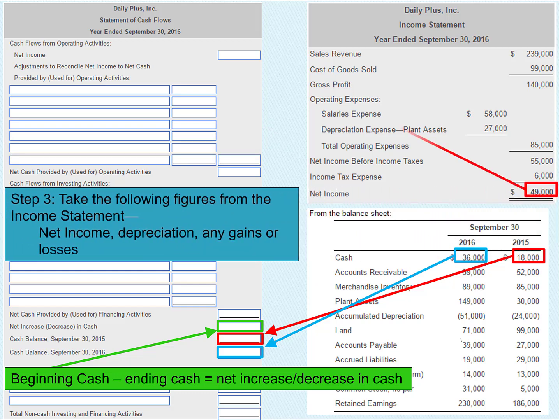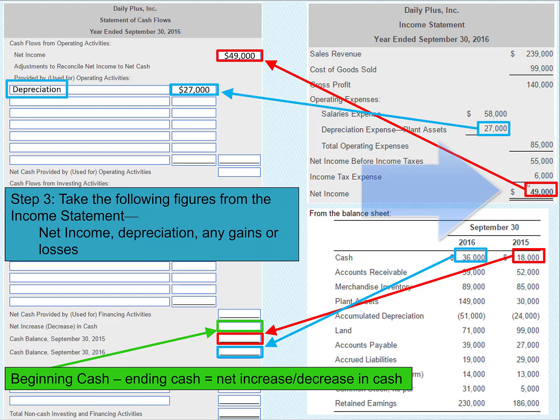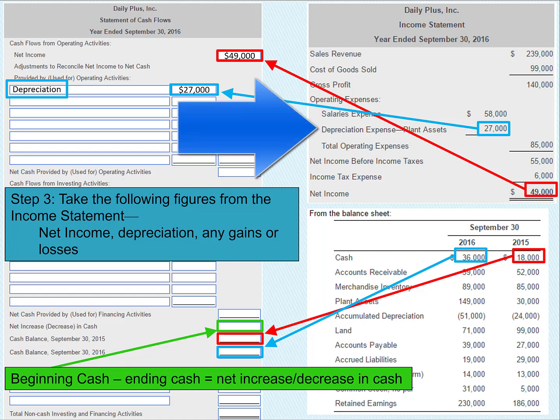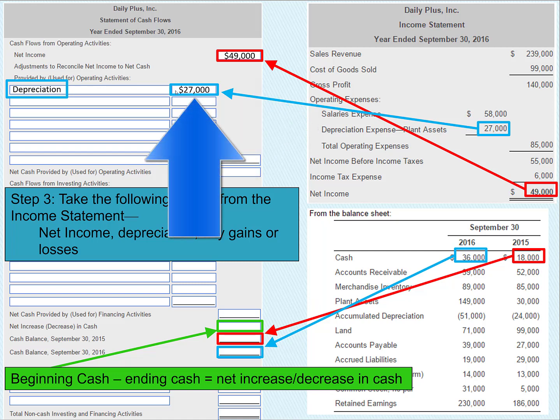Next, we take the following things from the income statement. We need the net income figure. The $49,000 is going to go at the very top where it says net income. We always start with net income. We'll explain why in a little bit. And then we take figures from the income statement like depreciation expense, and we're going to add that here in the first section. Why do we add it? That will be explained in a separate video.